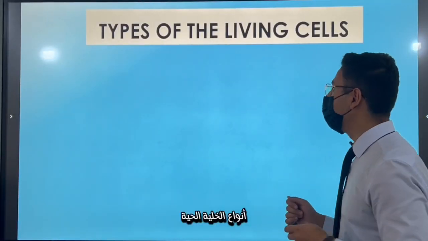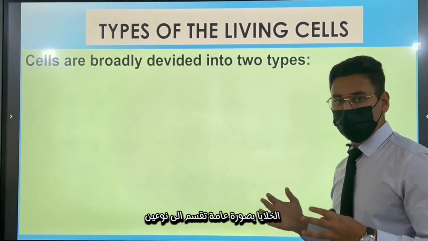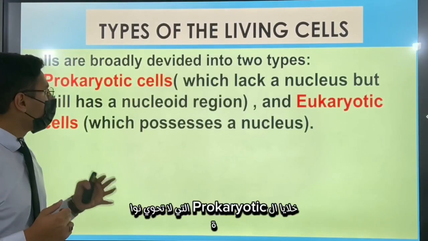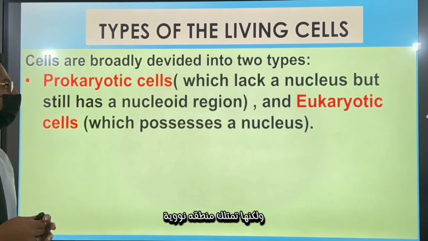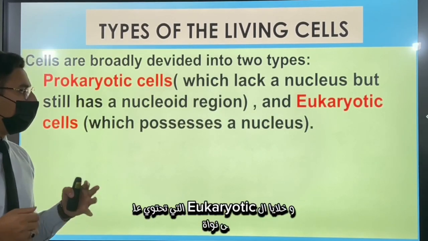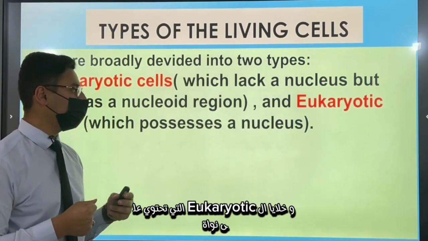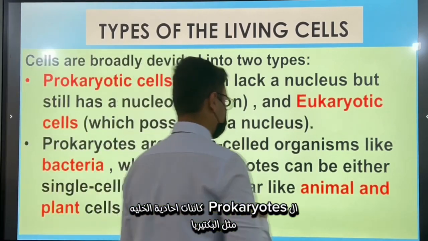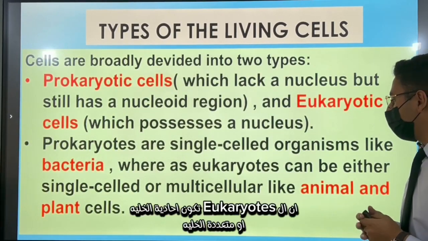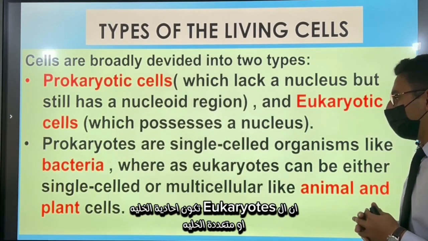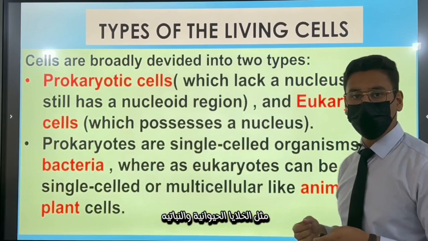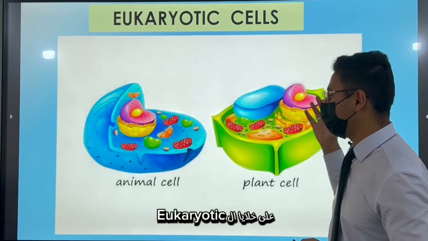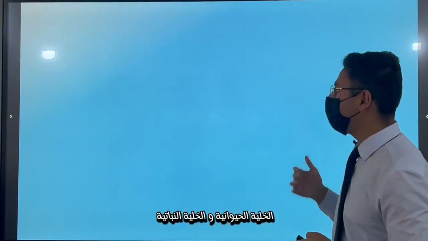Types of the living cell. Cells are broadly divided into two types: prokaryotic cells, which lack a nucleus but still have a nucleoid region, and eukaryotic cells, which possess a nucleus. Prokaryotes are single-celled organisms like bacteria, whereas eukaryotes can be either a single cell or multicellular, like animal and plant cells. This picture shows us two examples of eukaryotic cells, the animal cell and the plant cell.